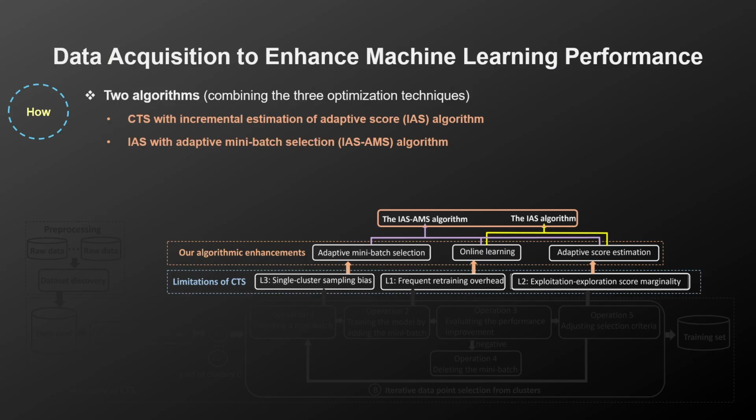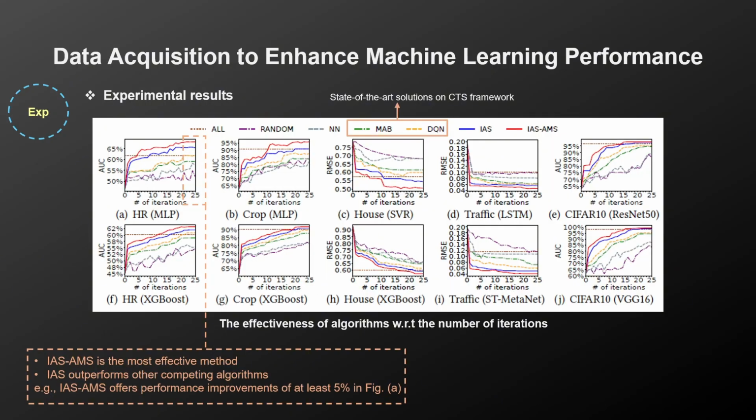The first is IAS, which extends CTS by combining online learning with adaptive score estimation to improve both efficiency and effectiveness. The second is IAS-AMS, which further incorporates adaptive mini-batch selection to strengthen effectiveness. Using these two algorithms, our experiments show strong improvements in both effectiveness and efficiency.